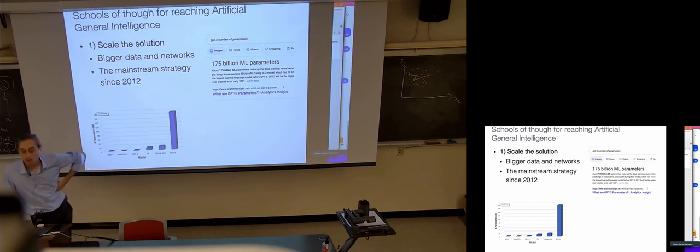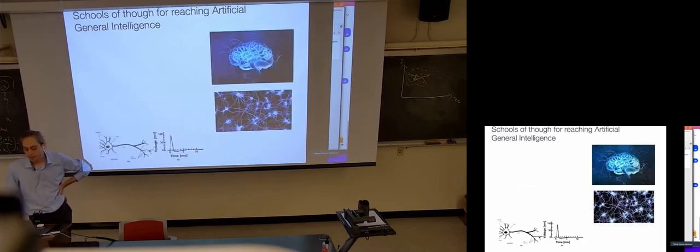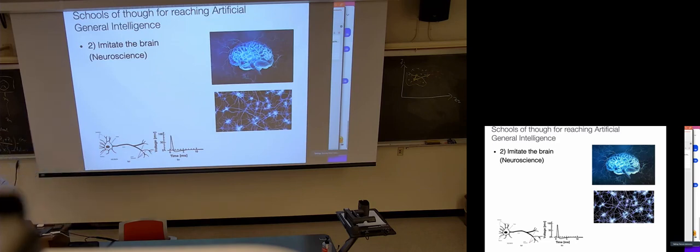Maybe that's not enough. It might be more than just scale that we need to achieve intelligence. Another school of thought, followed by other people, is to imitate the brain. Here the idea is that nature has already found a solution to intelligence. It's in our human brains or in the brains of other animals. All we have to do in that case is imitate that. We don't have to create new kinds of intelligence. We can just follow exactly what the brain does.